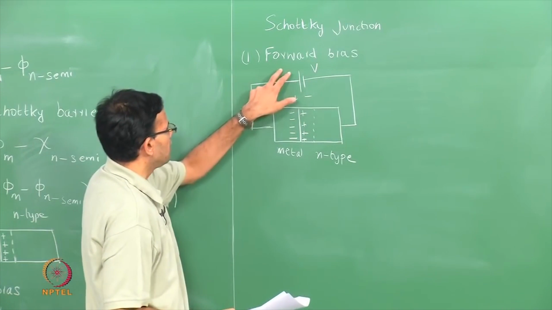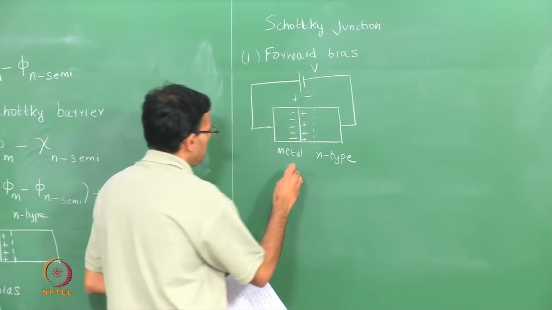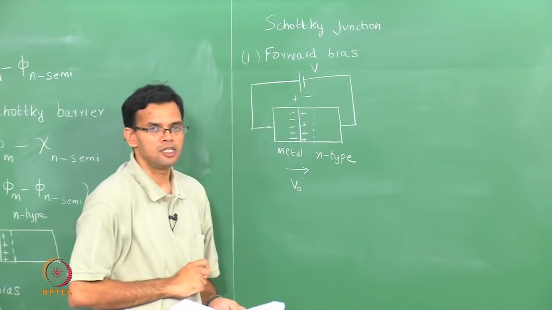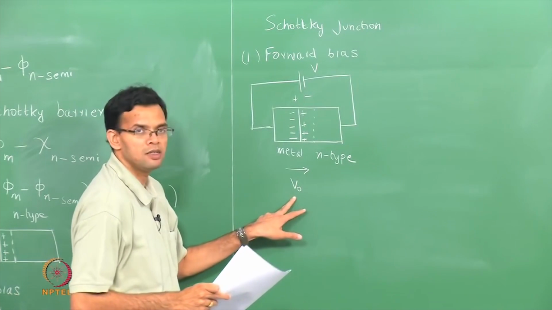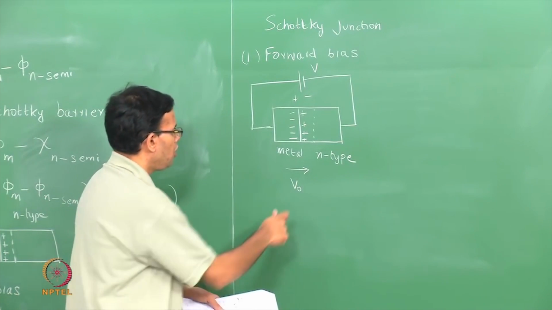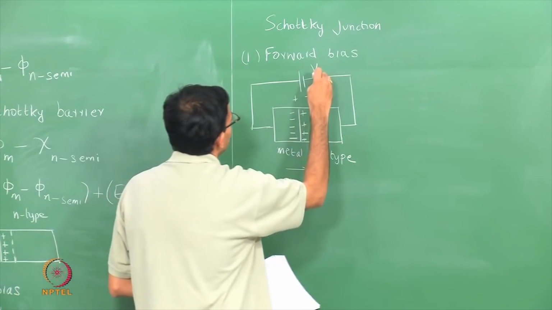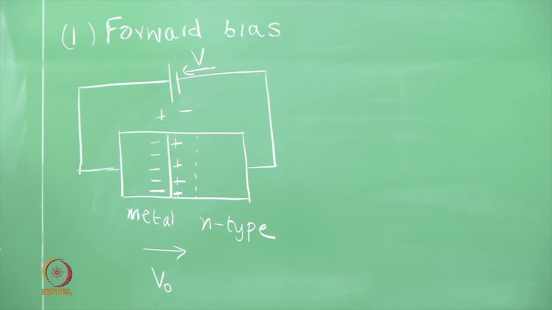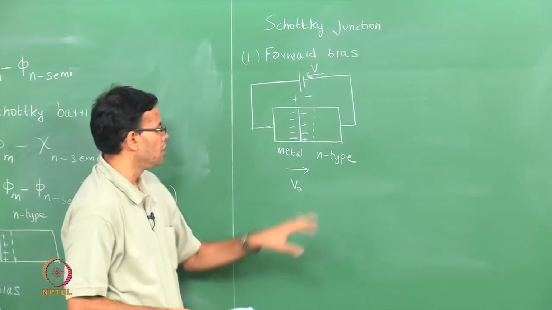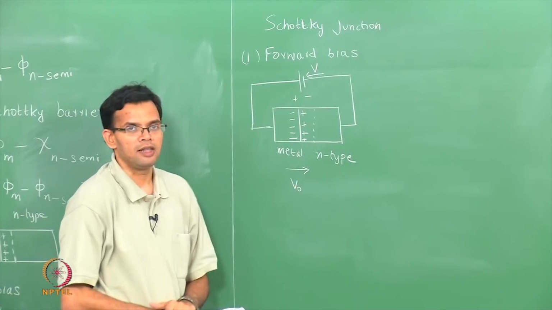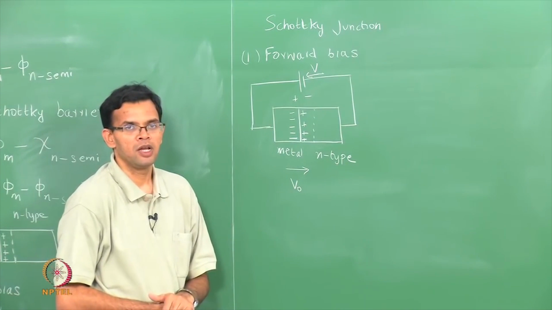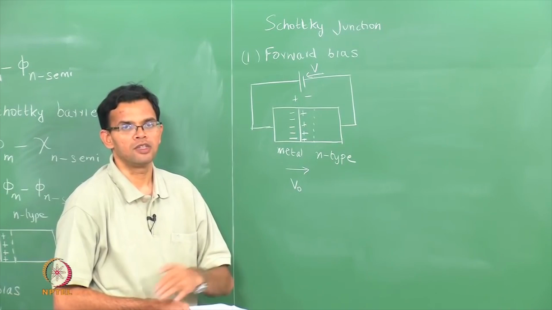If you look at the external potential, we find that that potential is opposite to the contact potential that is set up within the junction. So, V naught is the contact potential, V is the external potential, and V is opposite V naught. So, the effect of the external potential is to reduce the total contact potential at the interface, and you can show this in the band diagram by shifting the Fermi level of the semiconductor up.